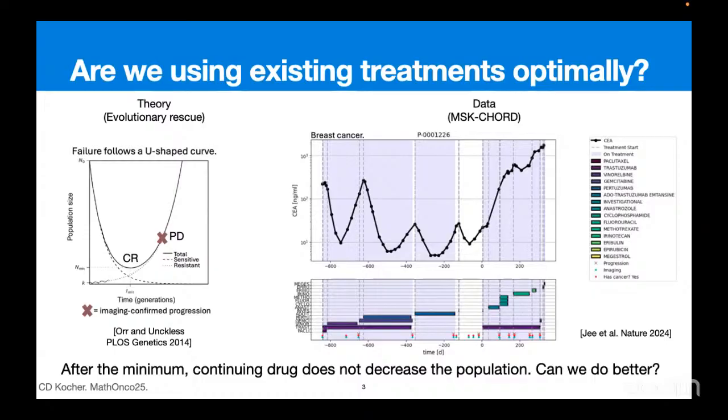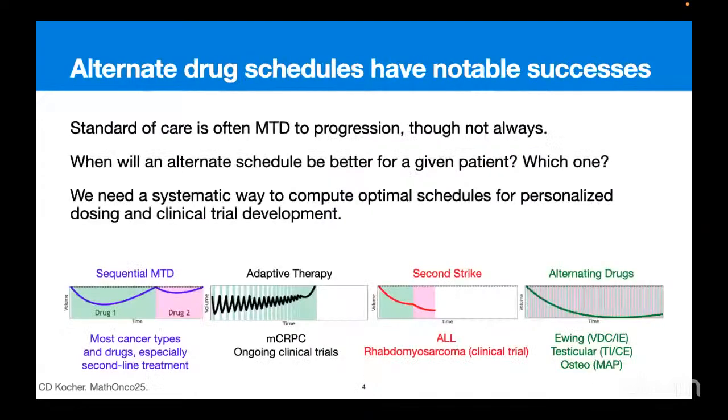So the question that we have is, after the minimum, continuing drug here doesn't actually decrease the population. Is this somehow the best schedule? Can we do better? How can we change this situation? Again, something that a lot of people have touched on, standard of care is often maximum tolerated dose to progression. But what I want to add to that is that actually that's not always the case, right? That's for most cancer types and most drugs, and especially in second line treatment.